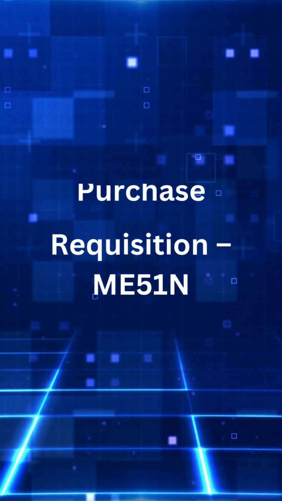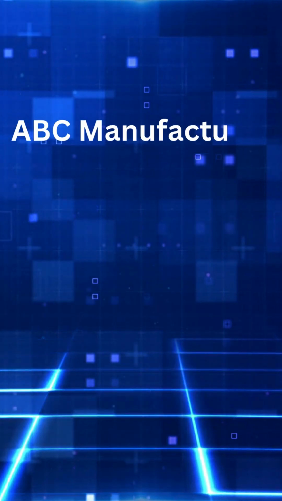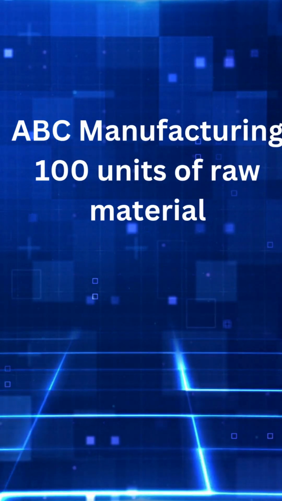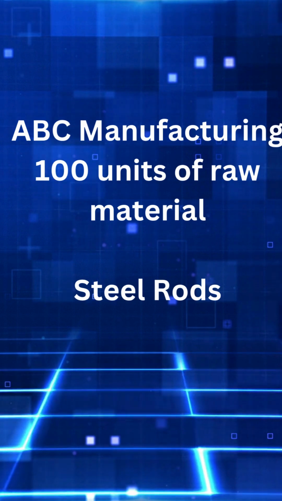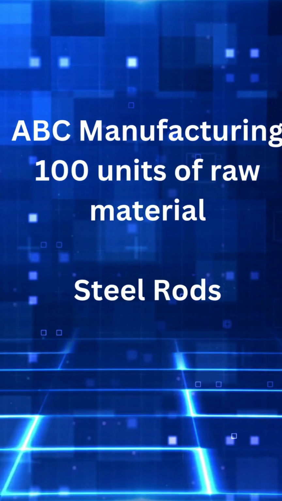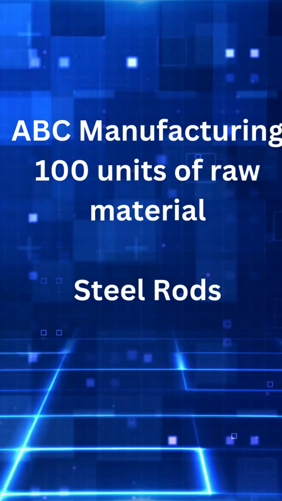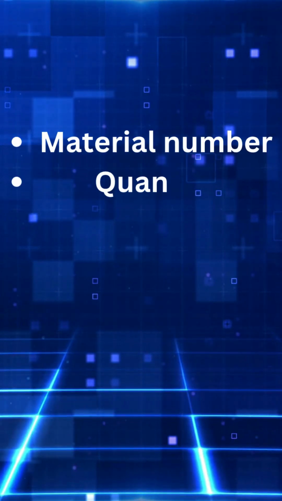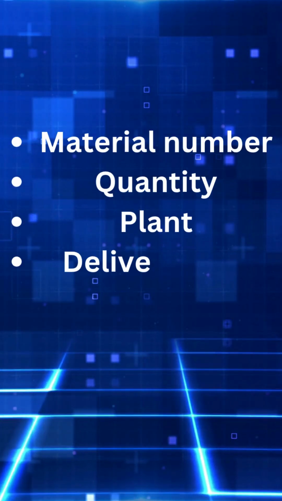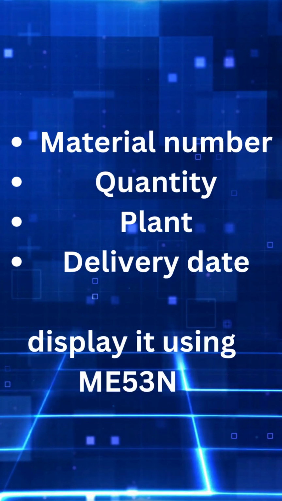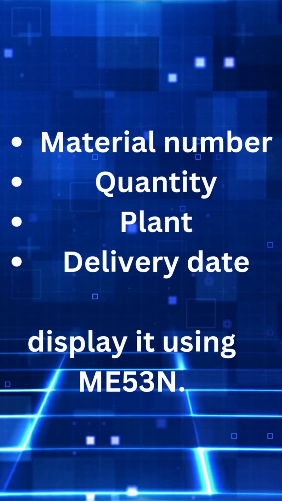Imagine a company called ABC Manufacturing. The production team needs 100 units of raw material, for example steel rods. To initiate the purchase, the user creates a purchase requisition using T code ME51N. Here we mention material number, quantity, plant and delivery date. Once the PR is saved, the PR number is generated. You can display it by using ME53N.